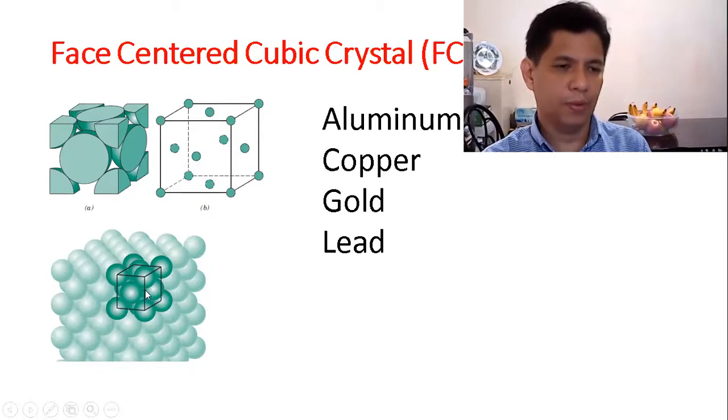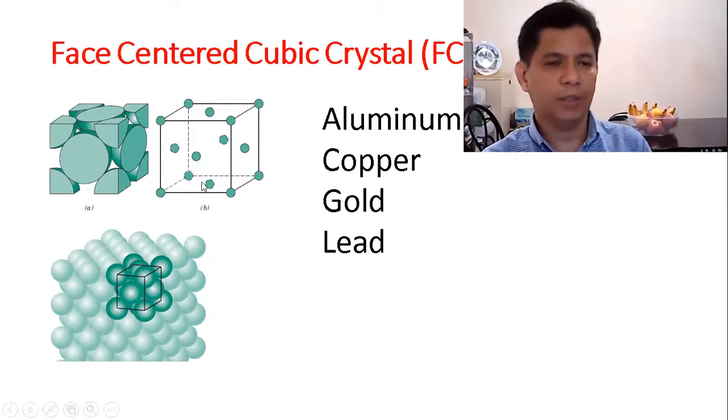Even if you look at this side, you have the center atom on this plane. On that side, on the top side, you have the center atom. I hope you can distinguish this particular crystal and other crystals later. Examples of this are aluminum, copper, gold, and lead. So generally these are at room temperature.